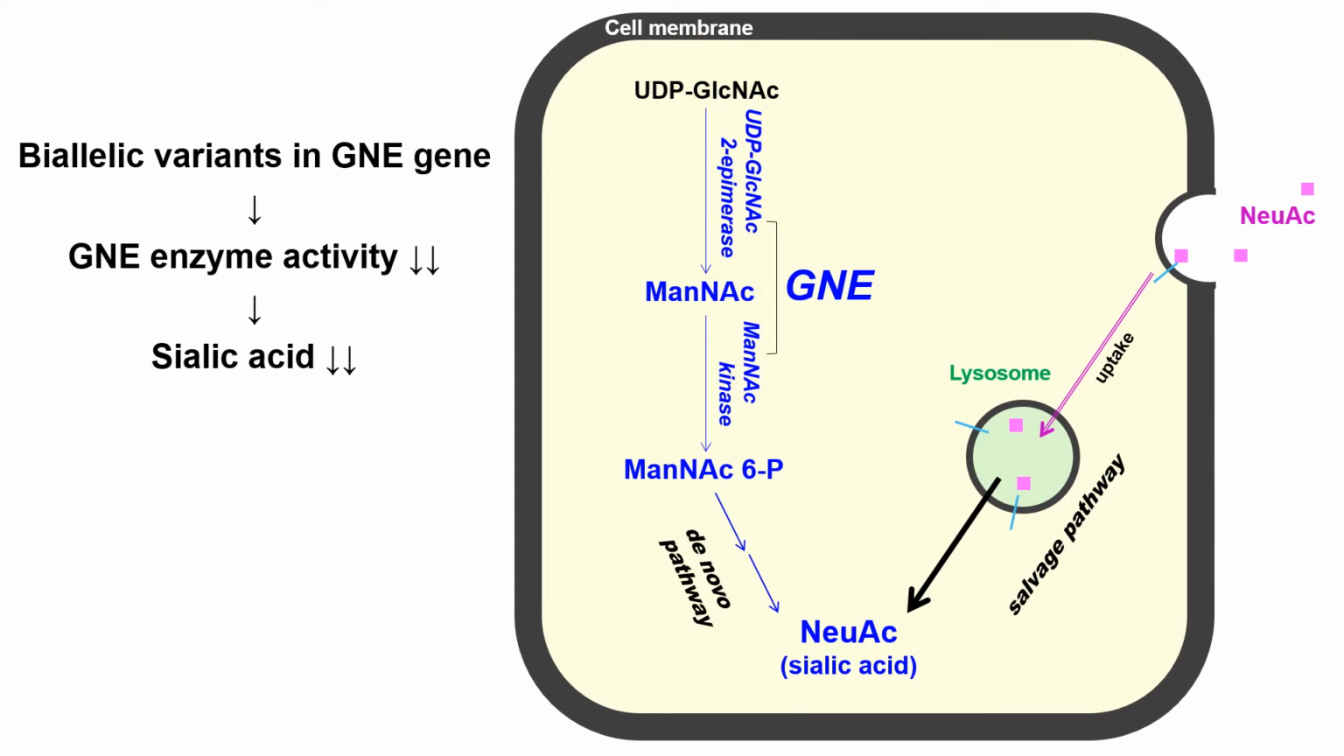And if there are biallelic mutations in this GNE gene, it would lead to low enzyme activity and then result in hyposialylation. So the decrease of sialic acid production is the essential cause of the muscle weakness in GNE myopathy.